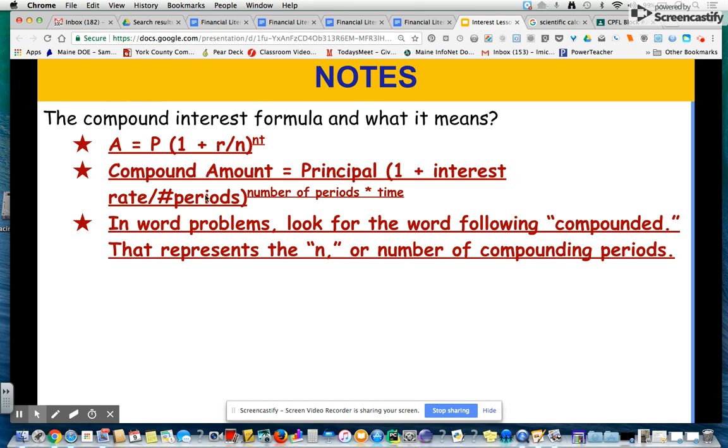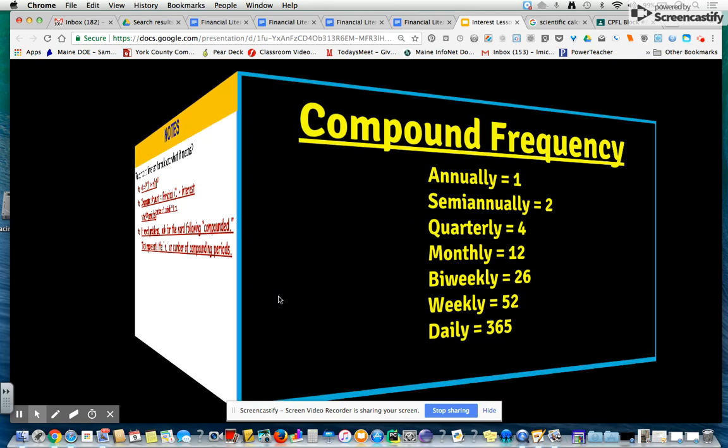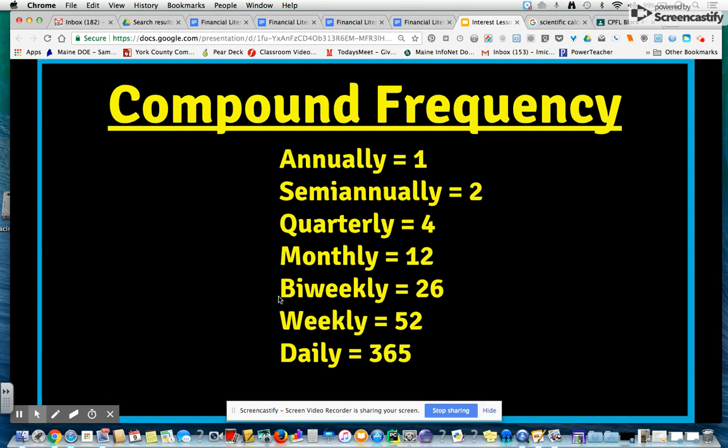The R is the interest rate. The N is what is different here. This is how often it is compounded. And the T is the time. So it's important for you to know all about the N piece of the formula, which is your compound frequency. And here are some common ways that investments are compounded. Annually, which is once a year, semi-annually, twice, quarterly 4, monthly 12, biweekly 26, weekly 52, and daily 365.